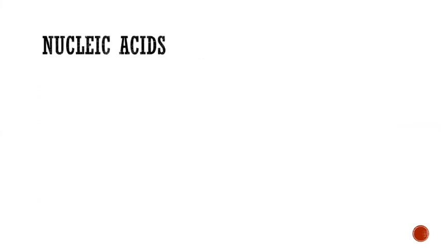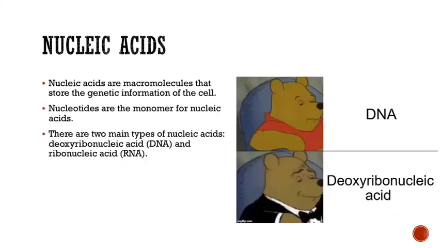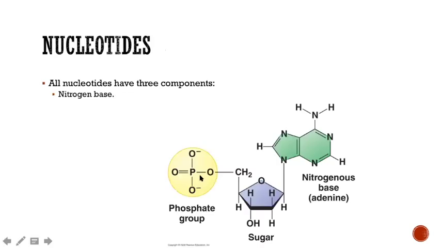And our final biological macromolecule that we're going to be talking about, nucleic acids. So these are the macromolecules that store and pass on genetic information of the cell. Nucleotides are the monomer for nucleic acids. And there are two main types of nucleic acids. We have deoxyribonucleic acid or DNA, and ribonucleic acid, also known as RNA. All nucleotides are made up of three components. You have the nitrogen base, the pentose sugar, and the phosphate group.